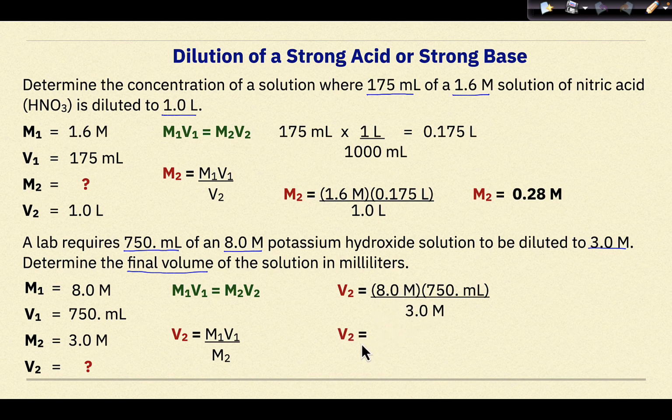We'll complete the calculation and solve for V2, which we find to be 2,250 milliliters. So this answer needs to be rounded to the correct number of significant figures. We can represent this answer to two significant figures in either scientific notation or standard notation.